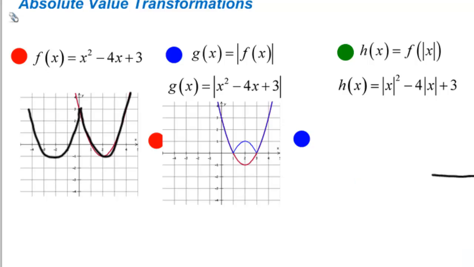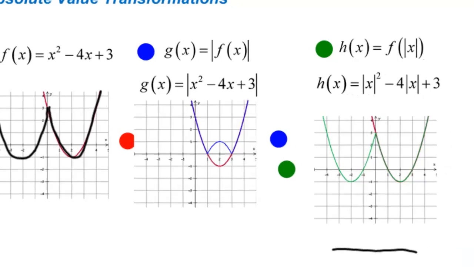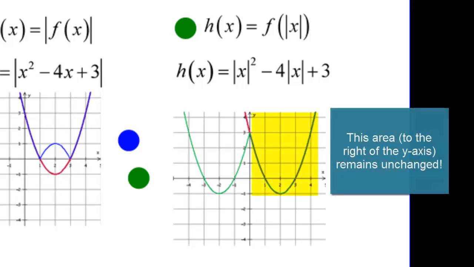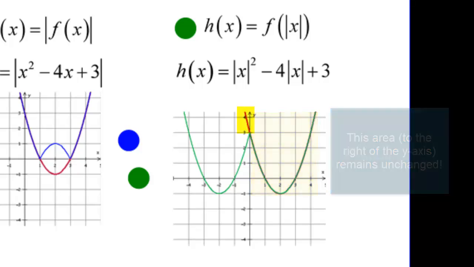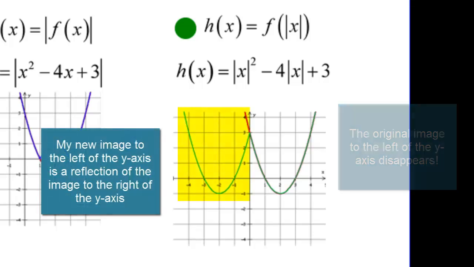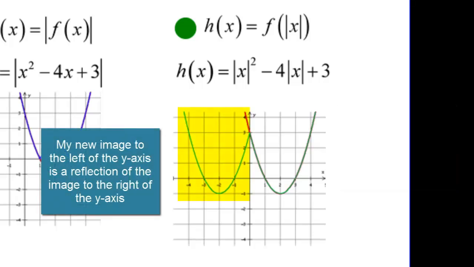So in a much more aesthetically pleasing graph, we can see that for the original red graph, the portion to the right of the y-axis is still there. The portion to the left of the y-axis has been eliminated in my new absolute value transformation. And what's been added to the graph is a reflection of the positive side into the negative half of my graph.